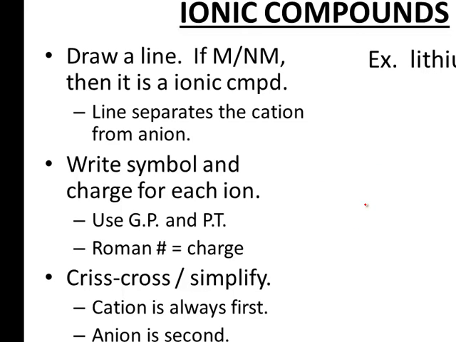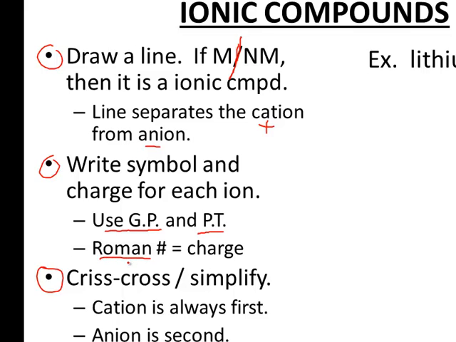At the bottom of your page, we need to do a little bit of small writing on the bottom of number 11 on the left-hand side. So to begin with, we have a couple steps we're going to follow. First off, our notes that we need, going to write small, is the first one. We're going to draw a line in our compound. If it's a metal and a nonmetal, we know it's an ionic compound and we can continue with these rules. The line separates the cation from the anion. From there, we're going to write the symbol and the charge for each ion. Remember, we can use your gold packet and periodic table to tell us those charges.